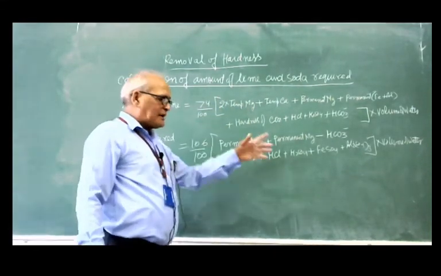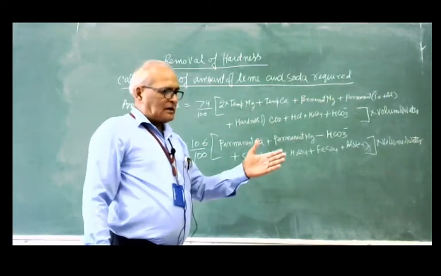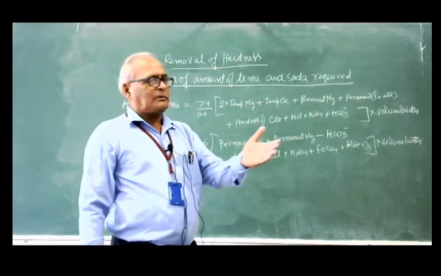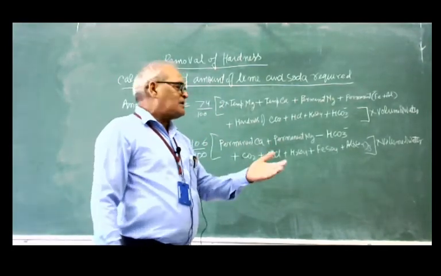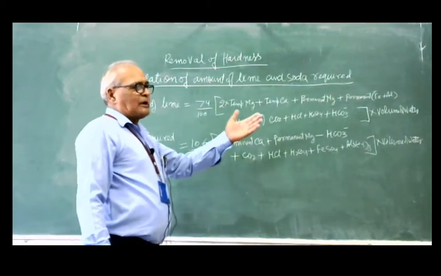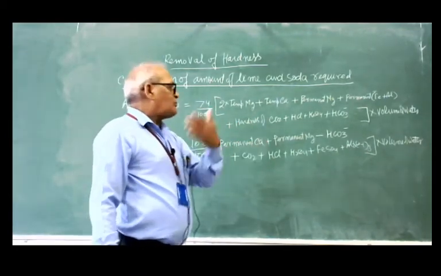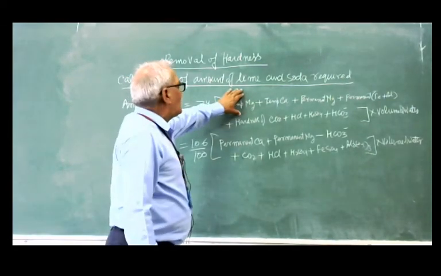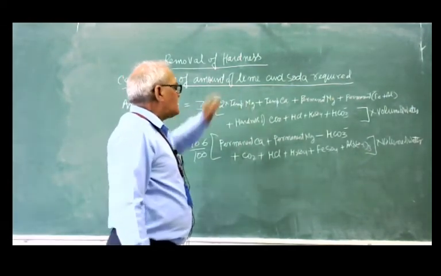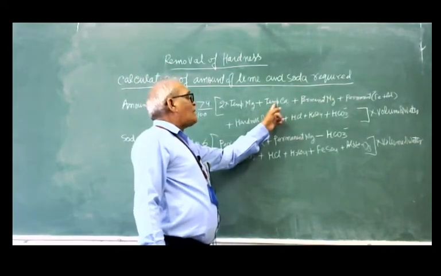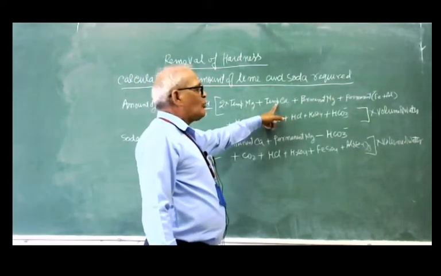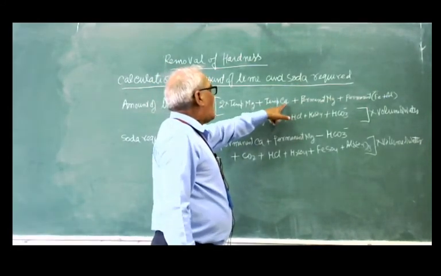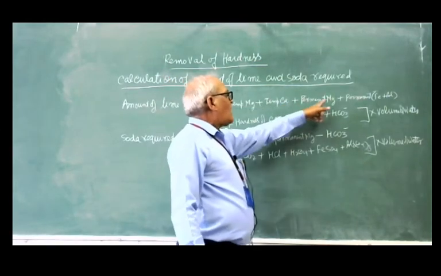In the reaction, first step, magnesium bicarbonate reacts with calcium hydroxide giving magnesium carbonate, and again magnesium carbonate reacts with the lime giving magnesium hydroxide, which precipitates out. So two times the lime is required for the removal of the temporary hardness of the magnesium. Only one time the lime is required for the removal of the calcium bicarbonate. So here we put temporary hardness of the calcium. Permanent hardness of the magnesium.